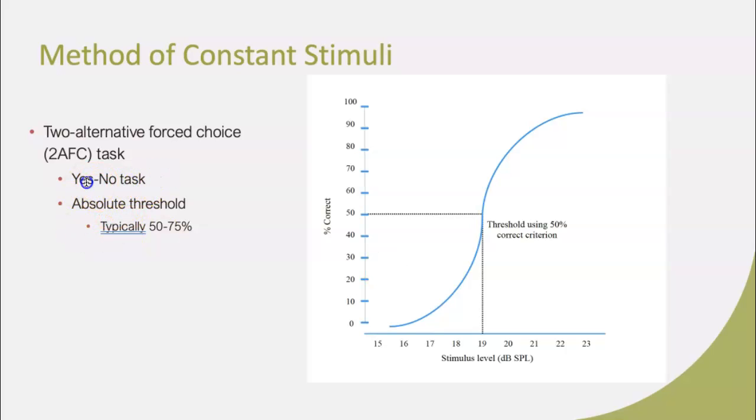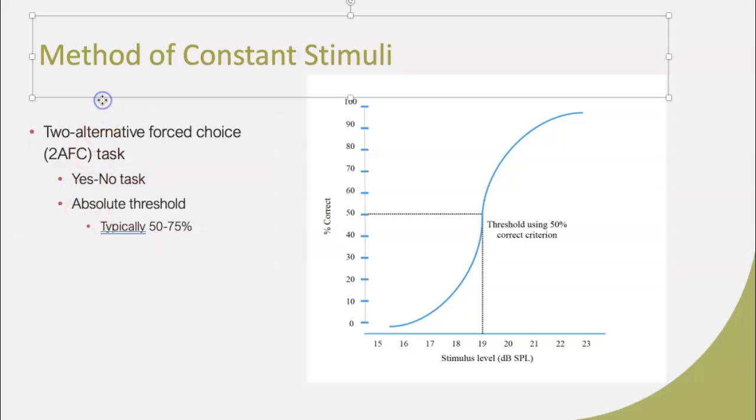We can use a yes-no task. We refer to those as a two alternative forced choice task, 2AFC. So it's yes or no. It's male or female. And then we measure the threshold, which is typically around 50 to 75%. We use 50 a lot in audiology.